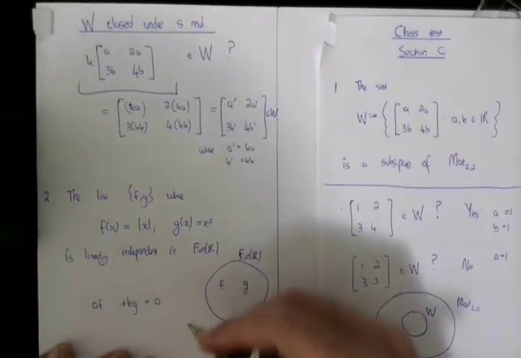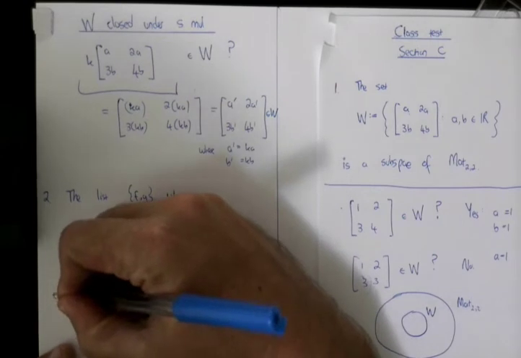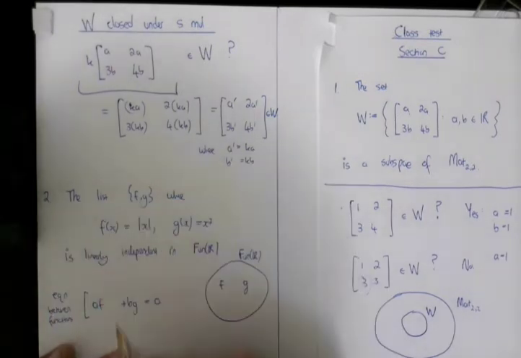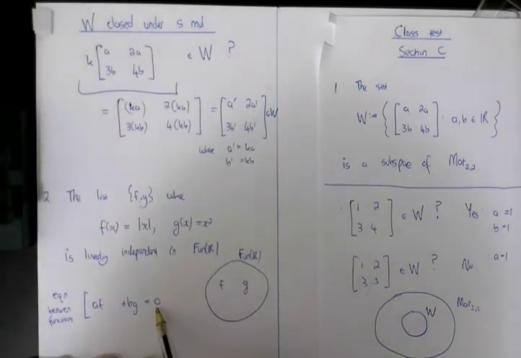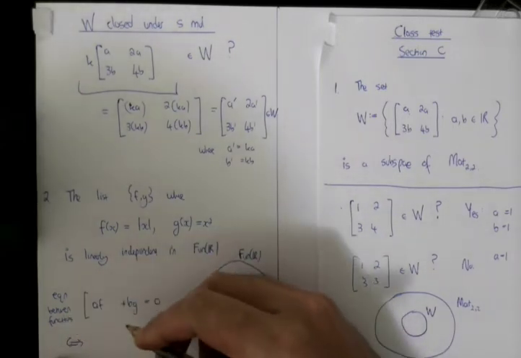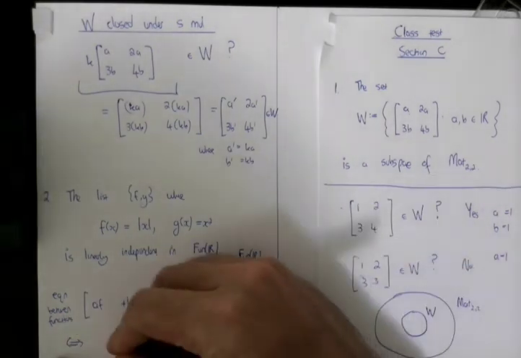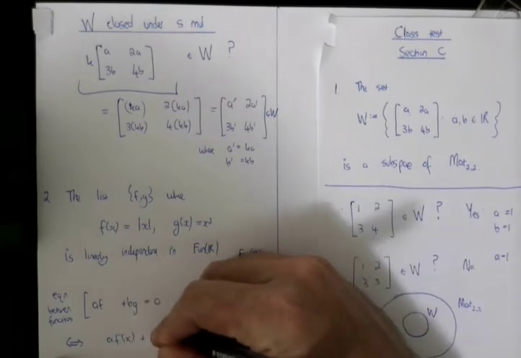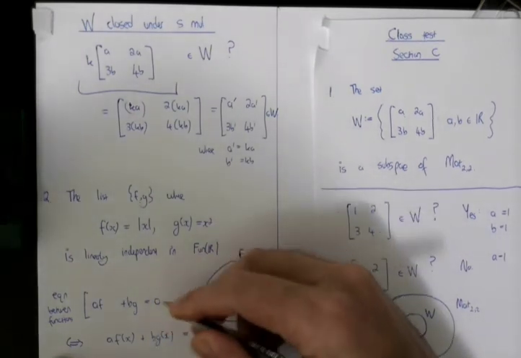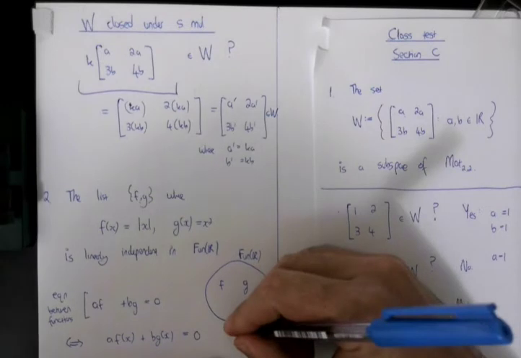If this is an equation between functions, the left-hand side is a function, and the right-hand side is the zero function, the function whose value at x is 0 for all x. So an equation between functions is true, some function equals another function, if and only if the value of the function at each x is the same. In other words, a times f of x plus b times g of x, which is what you'd get if you evaluated the left-hand side at x, must be equal to the value of the right-hand side at x, which is just 0, for all x.